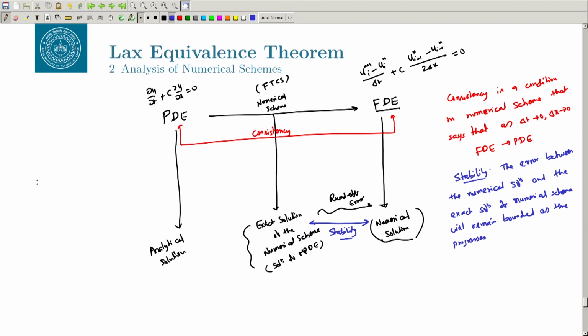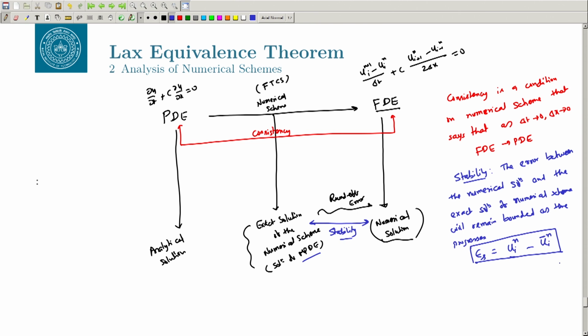So, let us say I define the error, epsilon s, as the stability error. That means if you have u i n, the numerical solution that you are getting from your computer, minus u i n bar, the exact solution of your numerical scheme, right. This error should not become infinitely big as the iteration progresses, okay.